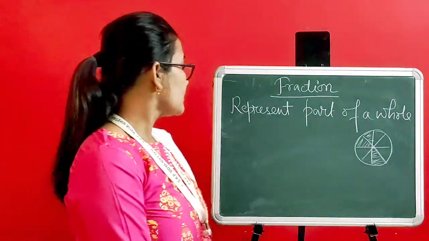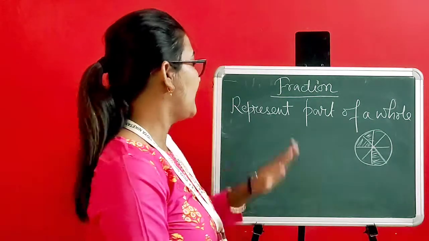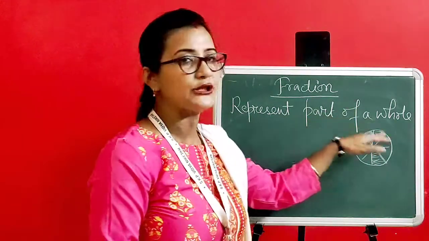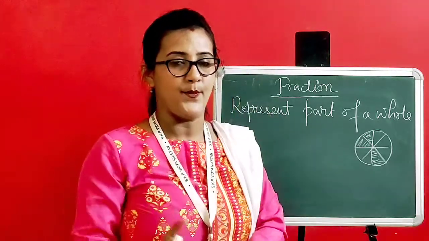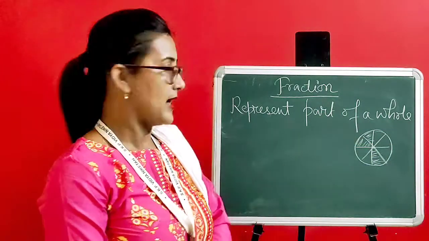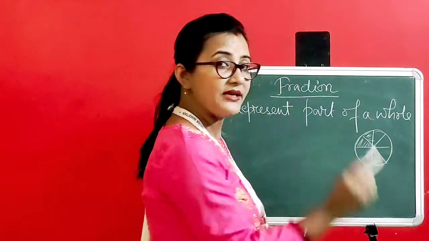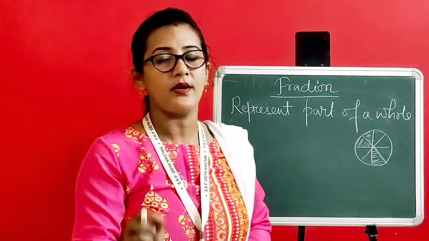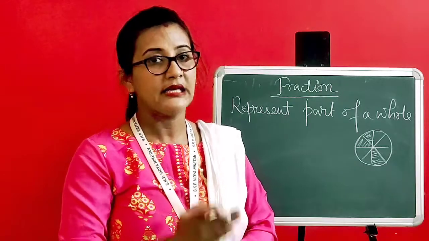So you might know that a fraction represents a part of a whole, which means that from the total number, it represents a part or a group of parts. Now see in the figure what happened. It is a circle which is divided into 8 equal parts. Students, remember that the parts must be equal in case of fraction.